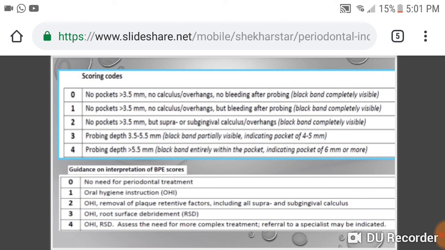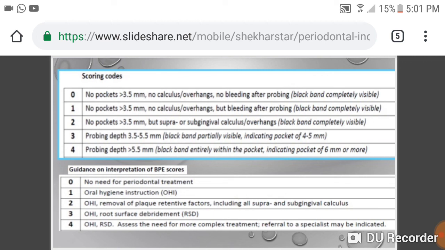Score 1: no pockets greater than 3.5 mm, no calculus or overhangs, but bleeding after probing. Score 2: no pockets greater than 3.5 mm, but supra or subgingival calculus or overhangs. Score 3: probing depth 3.5 to 5.5 mm, indicating pockets. Score 4: probing depth greater than 5.5 mm, black band entirely within the pocket, indicating a pocket of 6 mm or more.